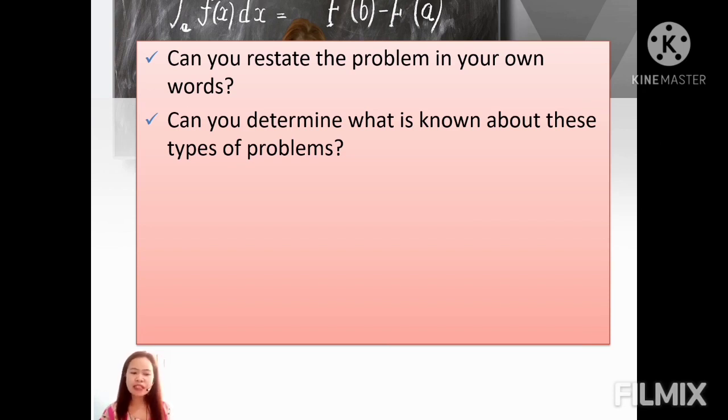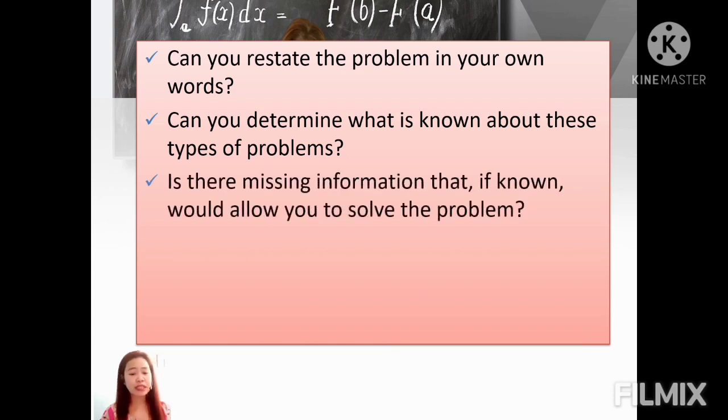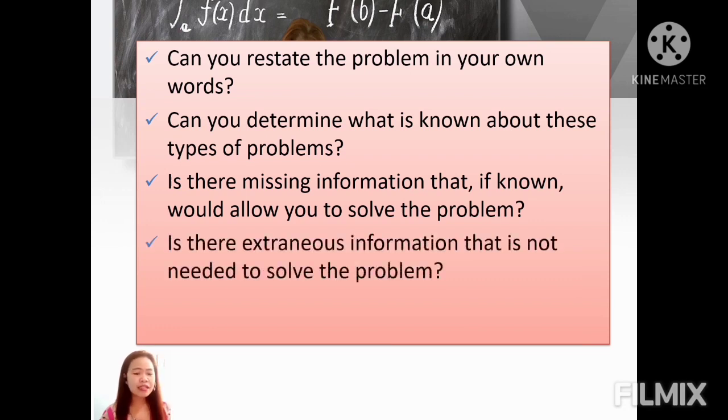Third, is there a missing information that if known, would allow you to solve the problem? So dito napapasok yung ano ba yung hinahanap. Okay? Next, is there extraneous information that is not needed to solve the problem? Minsan kasi may mga problem na may mga information na binigay dyan, pero di naman natin need sa problem.